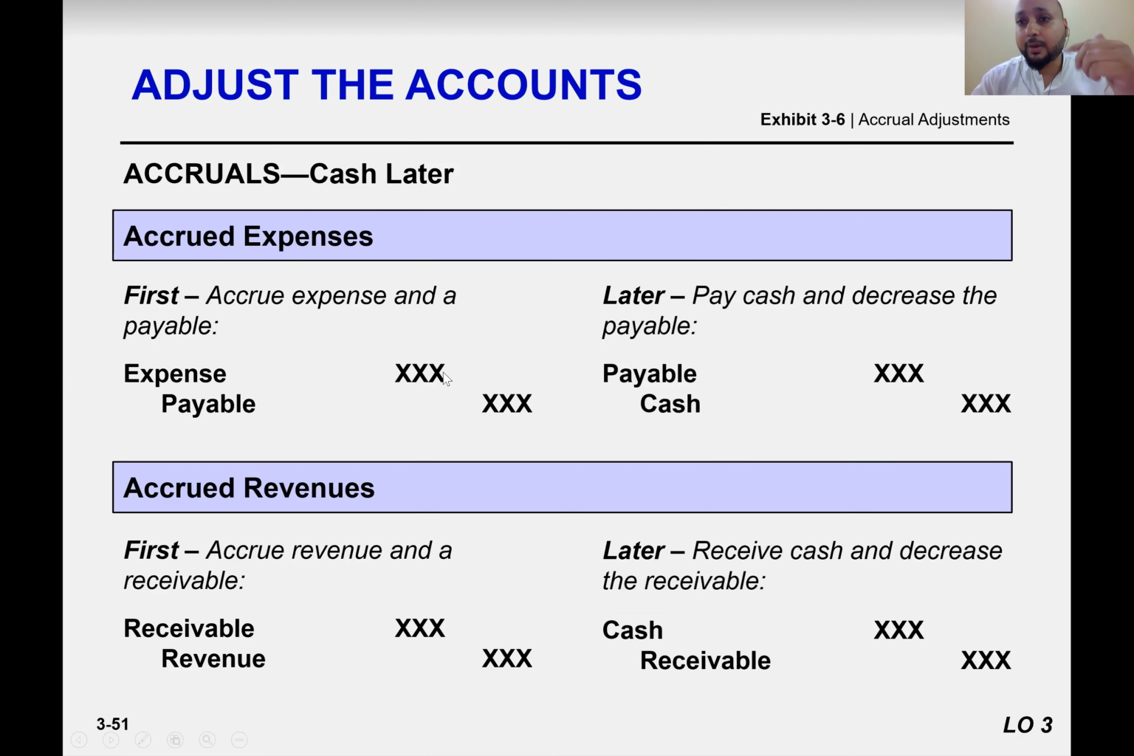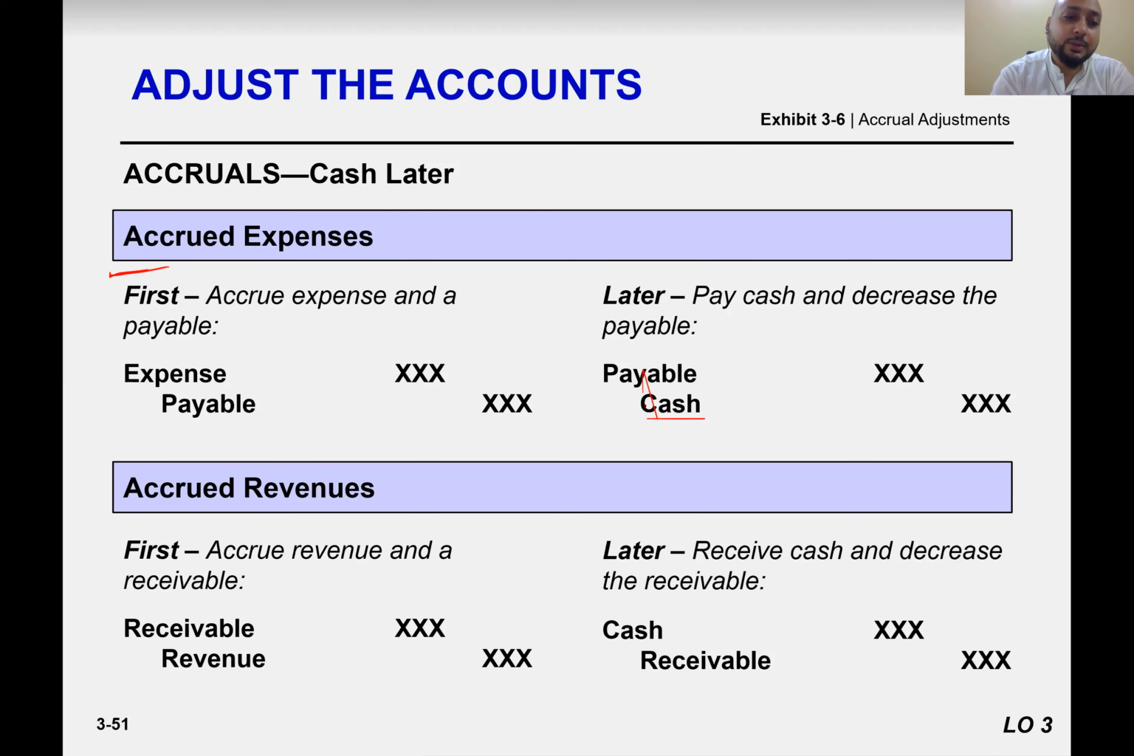Number three, we talked about accrued expenses. The expense occurred, but you didn't pay, so it means you are liable to pay. So we create a liability payable, and then when we pay, we reduce that liability against cash.